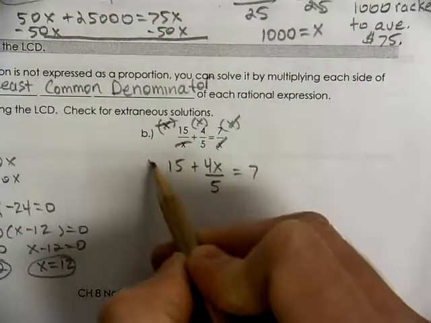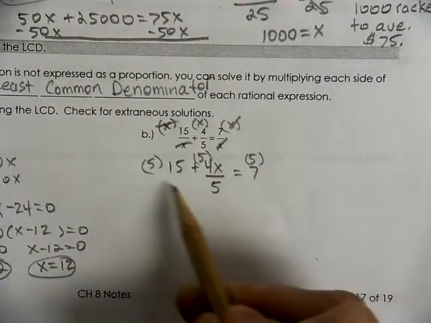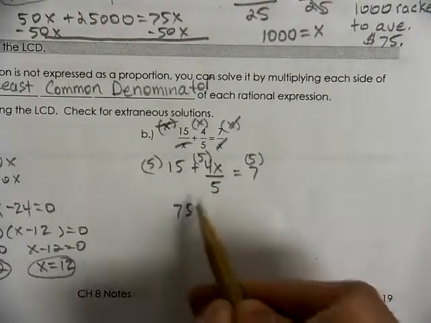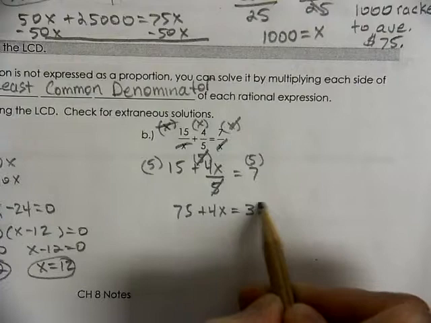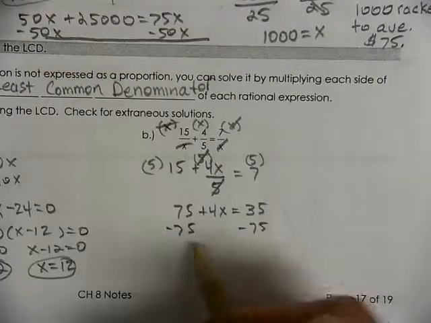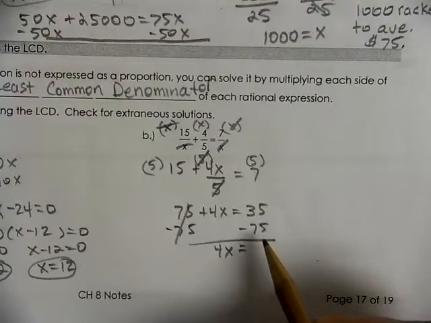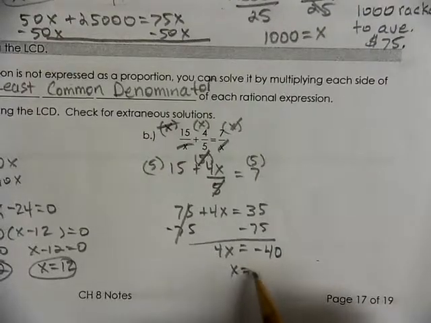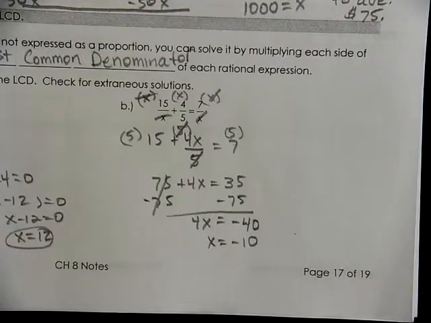Then we're going to come through and multiply by 5. Nothing can cross out here, so it's 5 times 15, which is 75. The 5's can cross out, so you have 4x, and you get 35. And our final answer is negative 10.